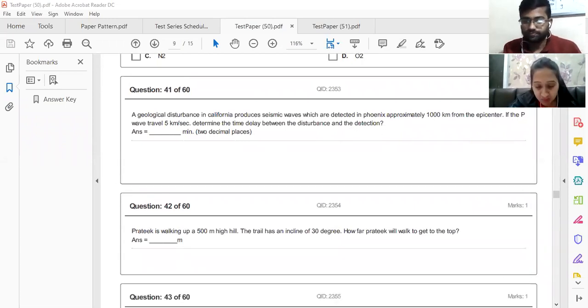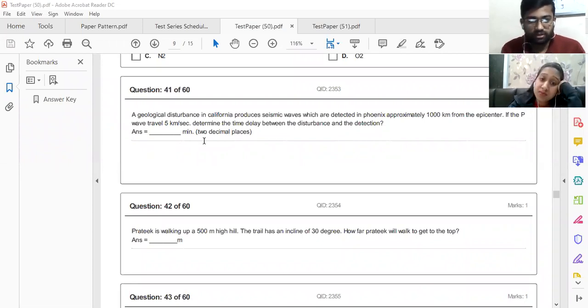Okay, see. A geological disturbance in California produces seismic waves which are detected in Phoenix approximately 1000 km from the epicenter. If the P wave travels 5 km per second, determine the time delay between the disturbance and the detection.